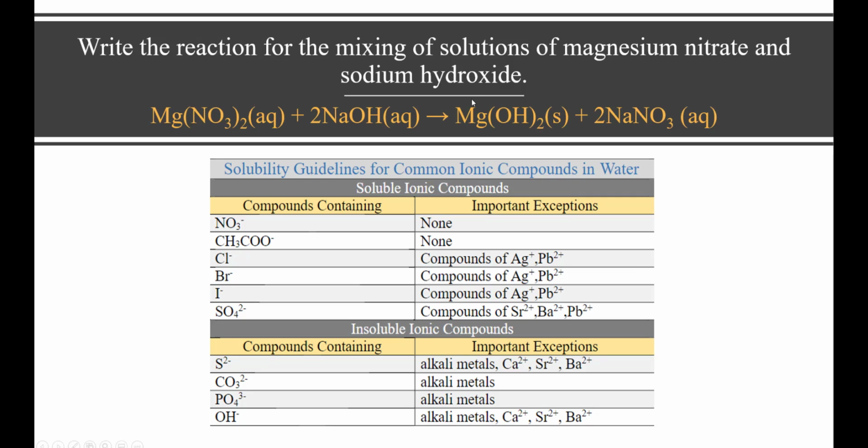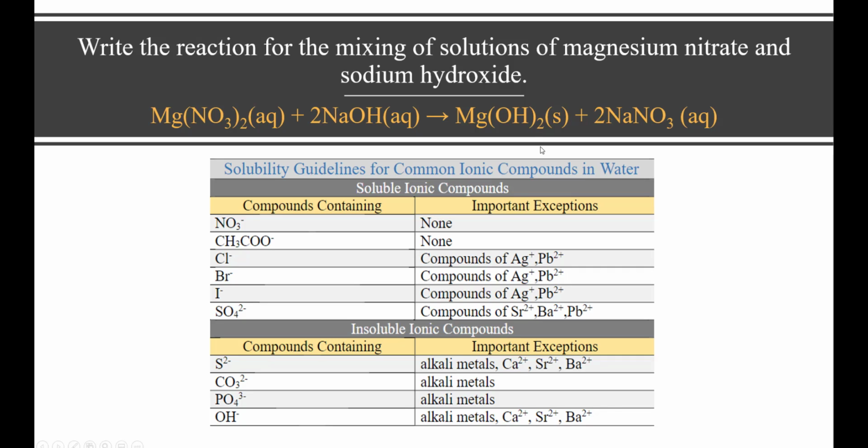So let's look at our answer. Here's the magnesium nitrate, the original solution, with the sodium hydroxide. We put the magnesium with the hydroxide, here it is over here, and the sodium with the nitrate, here it is over here. aq for the spectator ions, s for the solid. And now a few details. You might ask, how did you know to put a 2 over here next to the hydroxide? There was 1 Na with 1 hydroxide here.